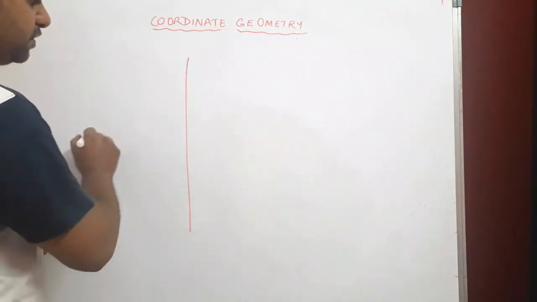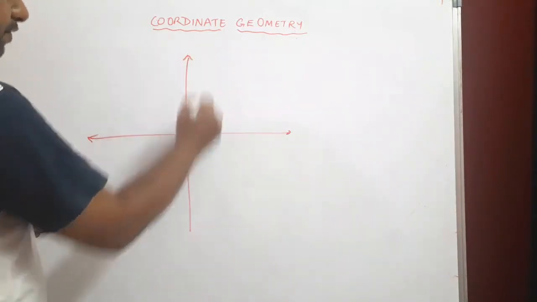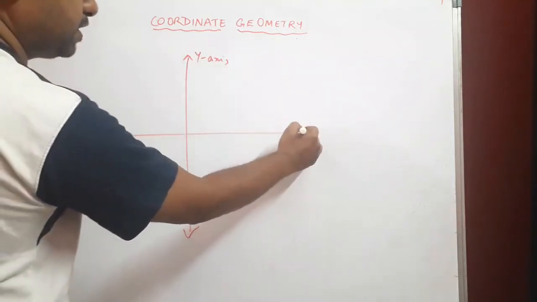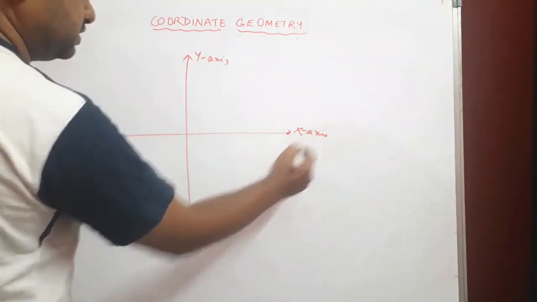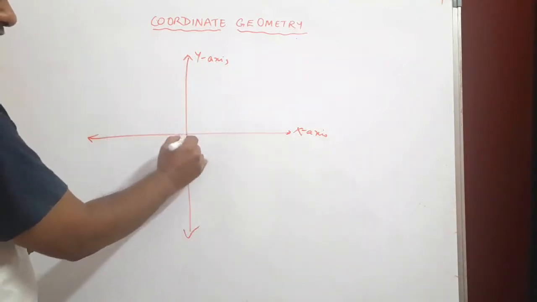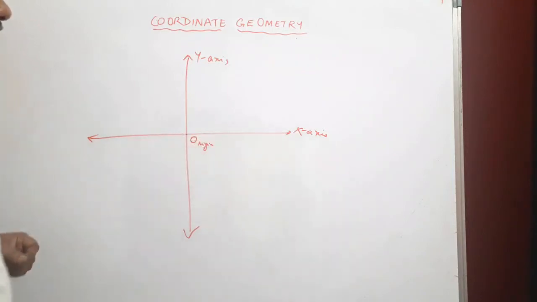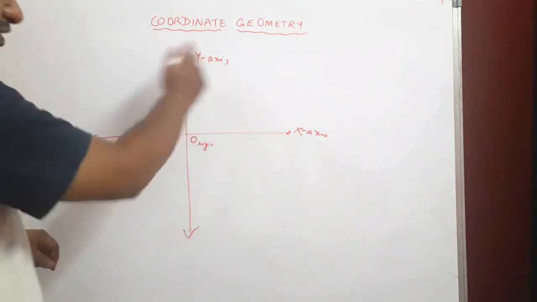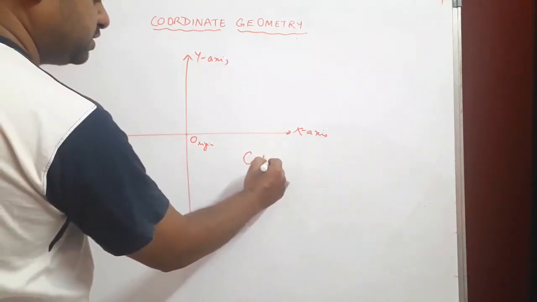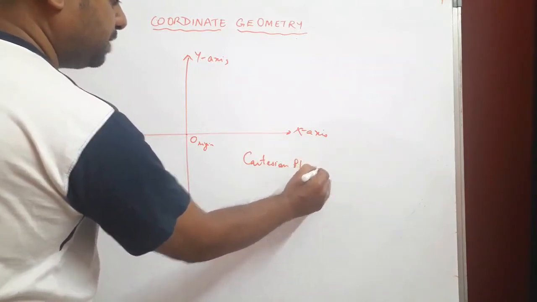We draw a graph this way, and we mark this as the y-axis and this becomes our x-axis. The point where the y-axis and x-axis meet is referred to as the origin. Now, this graph paper that we usually have is referred to, in geometrical terms, as a Cartesian plane.